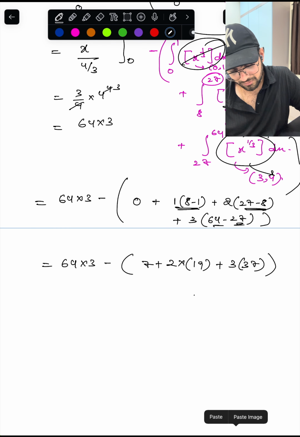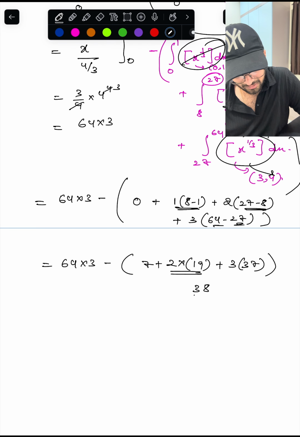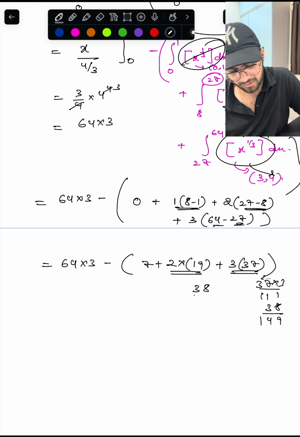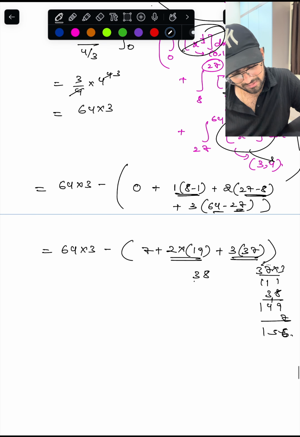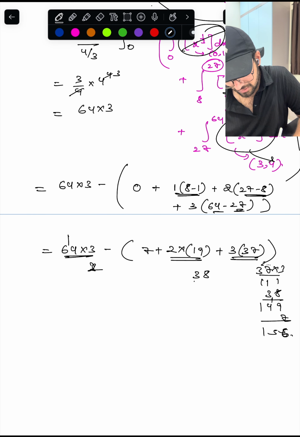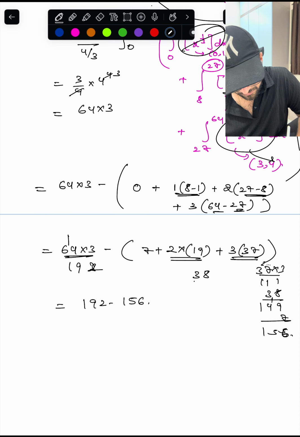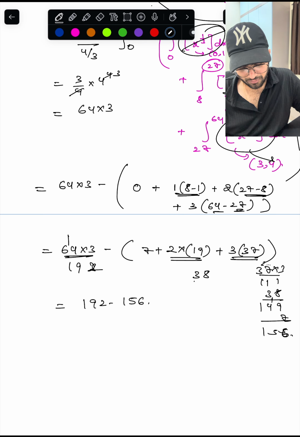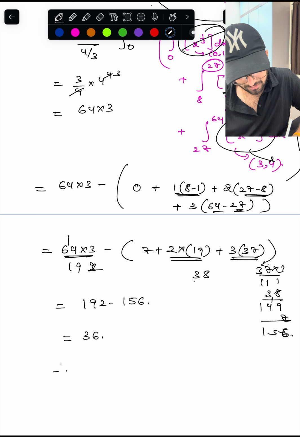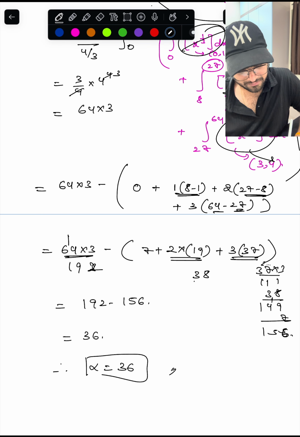Right. So the value is 19 2s are 38, 37 3s are 111. 38 plus 111 is 149, plus 7, that is 156. So this is 12 and 18, 192. So 192 minus 156 is 36. So alpha is 36. Done.